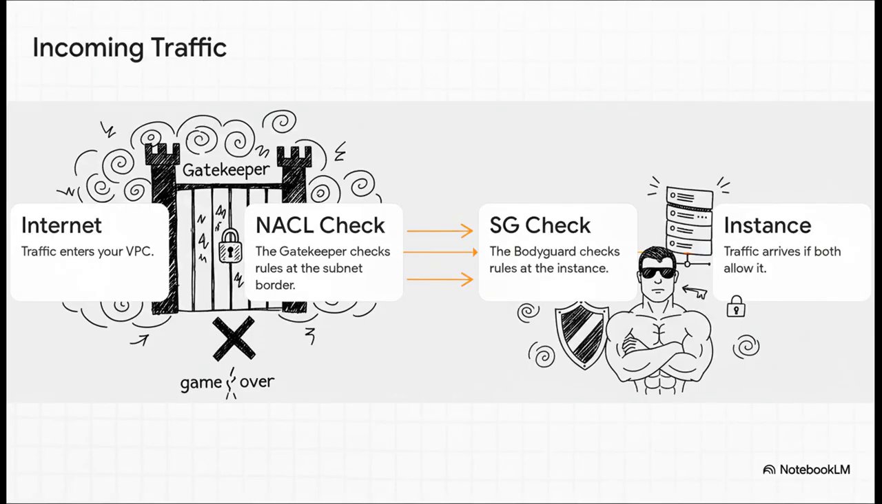Okay, so let's trace the journey. When traffic comes in from the internet, the very first person it meets is the gatekeeper, the NACL, at the border of your subnet. If the gatekeeper's rulebook says deny, it's game over right there. The traffic is dropped and never even gets a chance to meet your server's personal bodyguard. But if it passes the gatekeeper's check, then it has to get past the bodyguard.